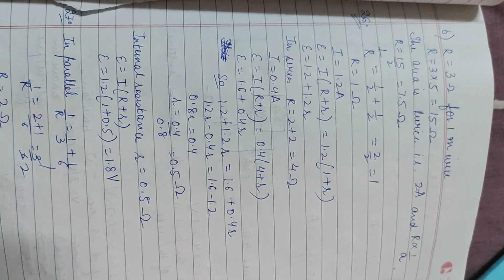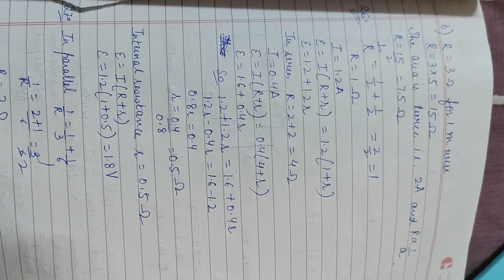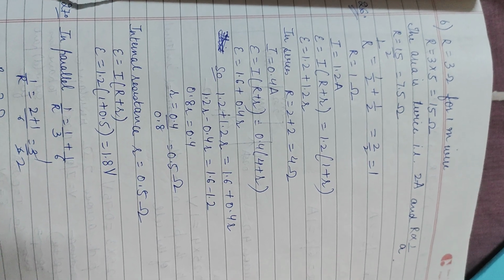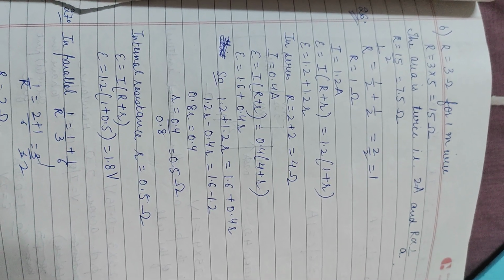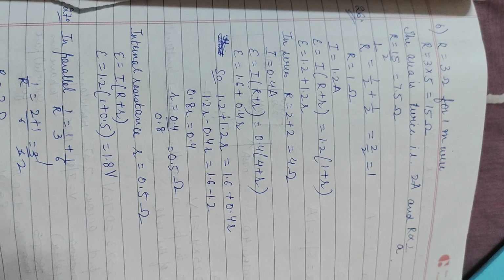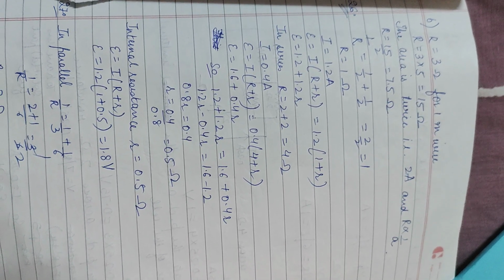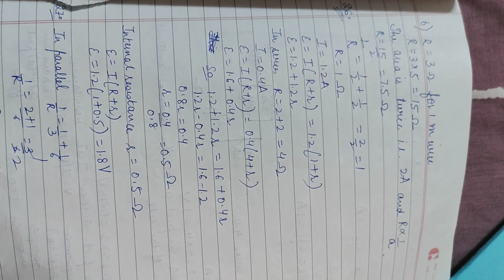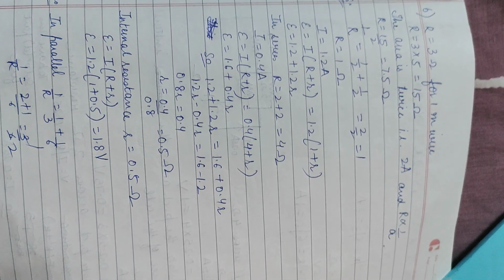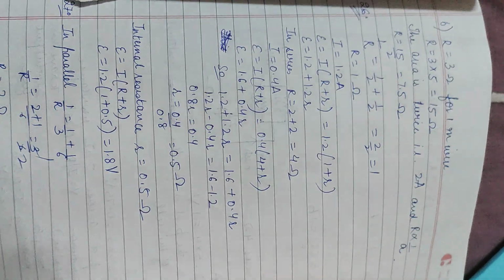Simply see, V we have to calculate. I is with you, and I here is 2 ampere, and resistance we have calculated here. So we simply multiply for 3 times. When you multiply it, you will get the answer by using V is equal to IR.